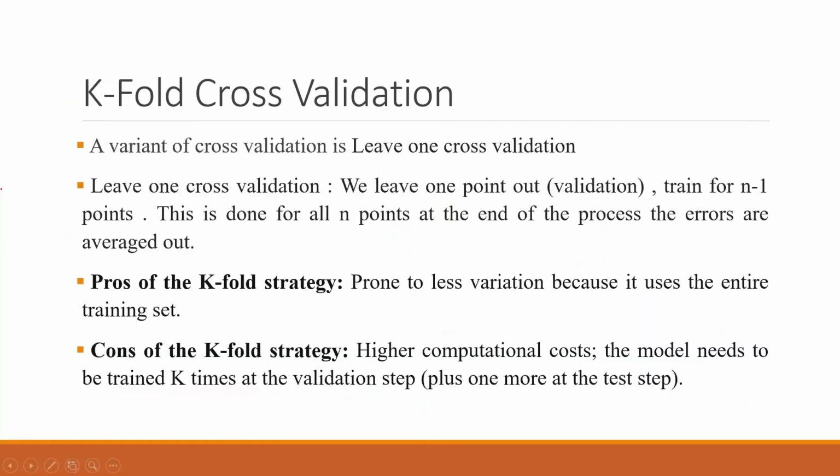So let's move ahead. I want to complete this k-fold, and we will continue the rest in the next lecture. One variant of k-fold cross validation is leave-one-out cross validation. It means that we leave one point out. So we do the validation with training on n minus 1 points. Out of n points, you are leaving 1 point, and n minus 1 points are used for training. And this is done for all the n points.